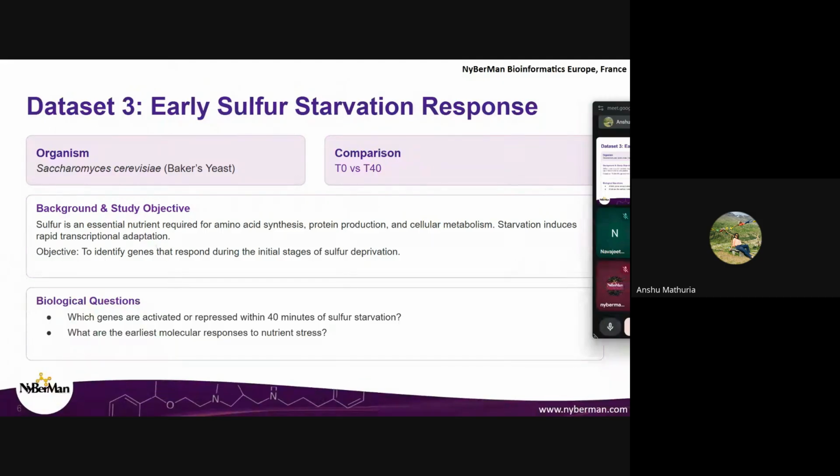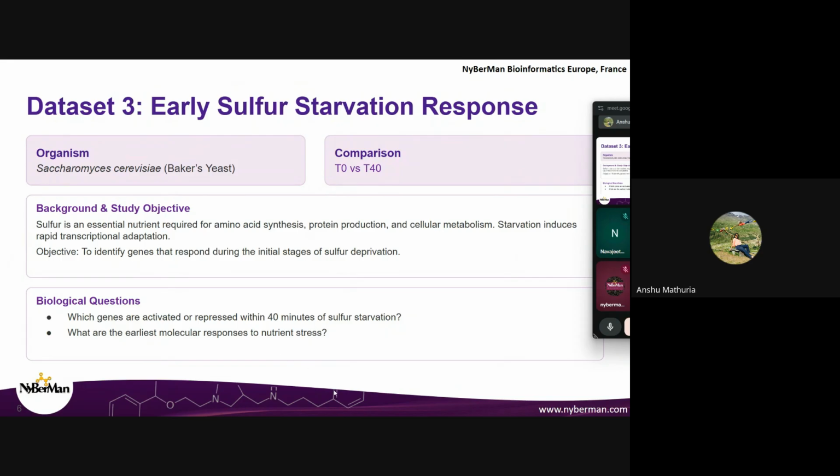Now if we talk about sulfur in yeast, sulfur is a very essential nutrient required for amino acid synthesis, protein production, and cellular metabolism. When sulfur becomes limited, the cells rapidly adjust their gene expression to survive. The objective is to identify the genes that respond during this starvation. The two biological questions you have to answer are which genes are activated or repressed within the 40 minutes of sulfur starvation, and what the earliest molecular responses to the nutrient stress are.